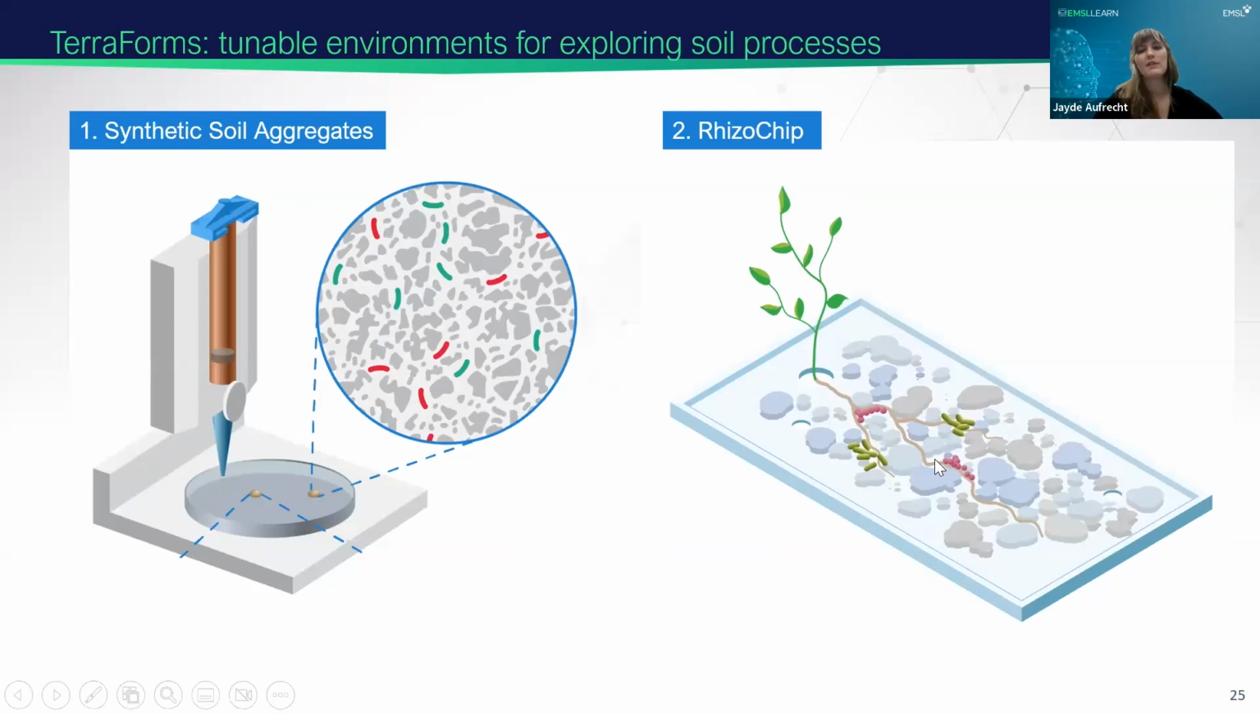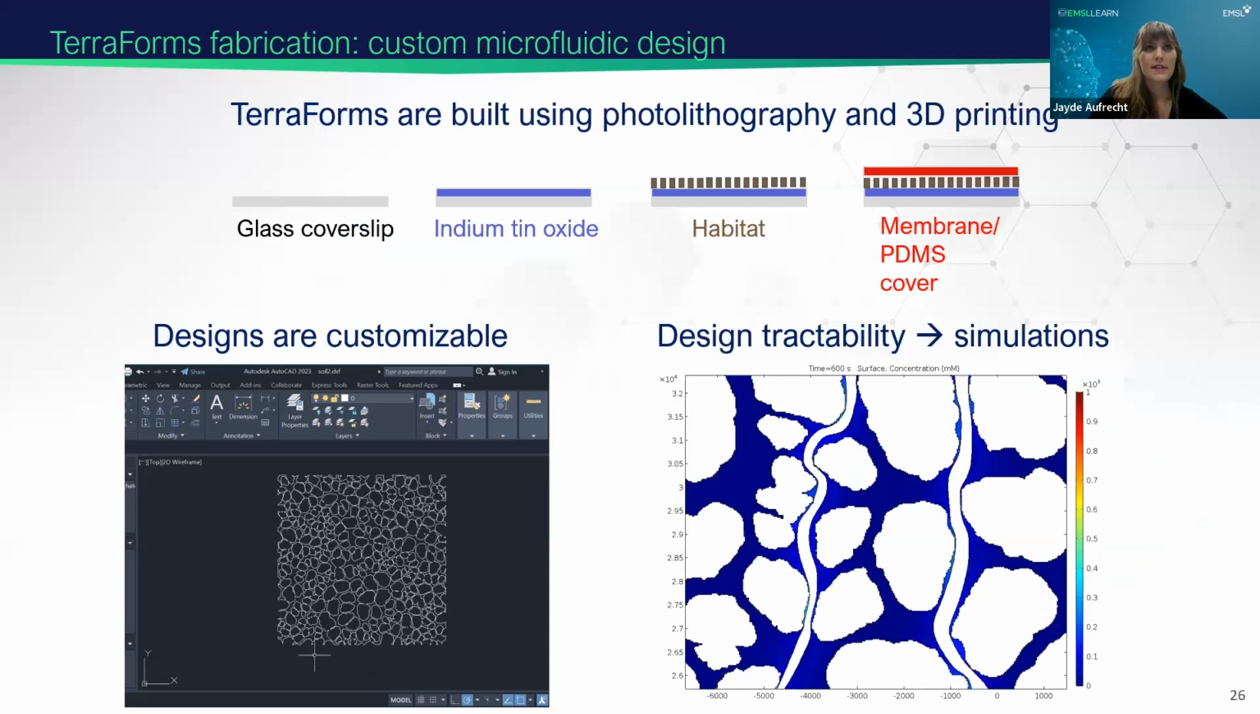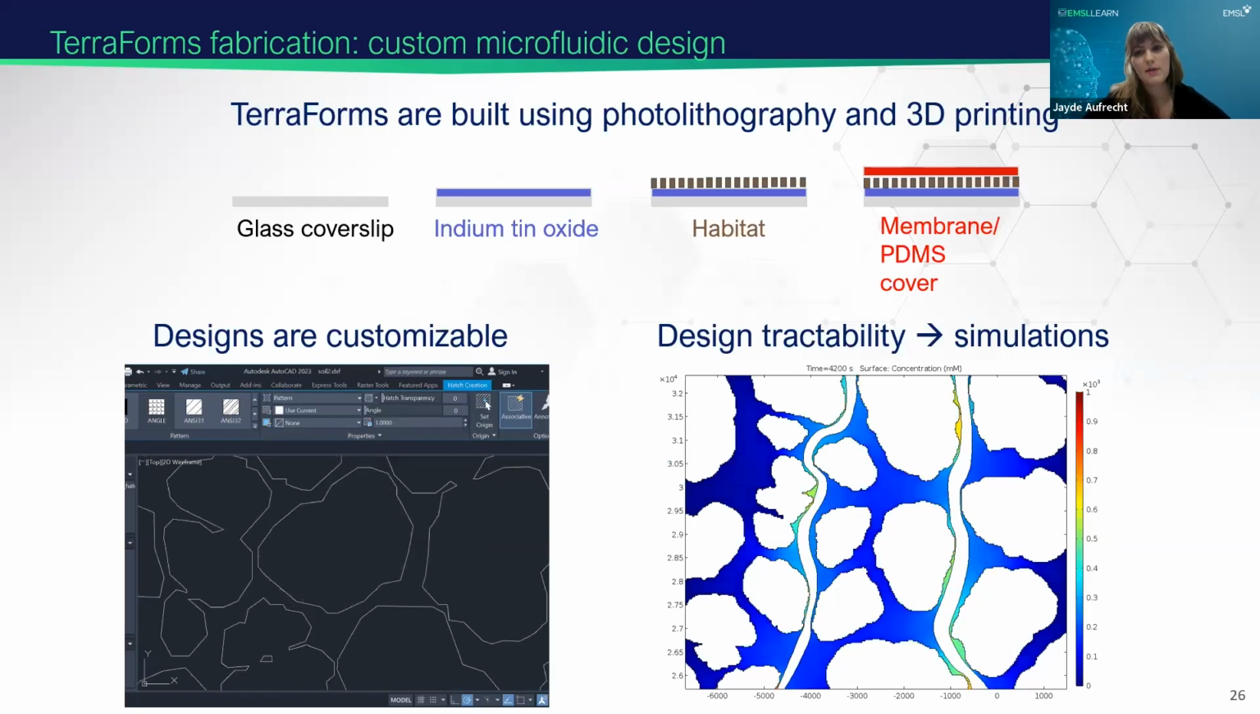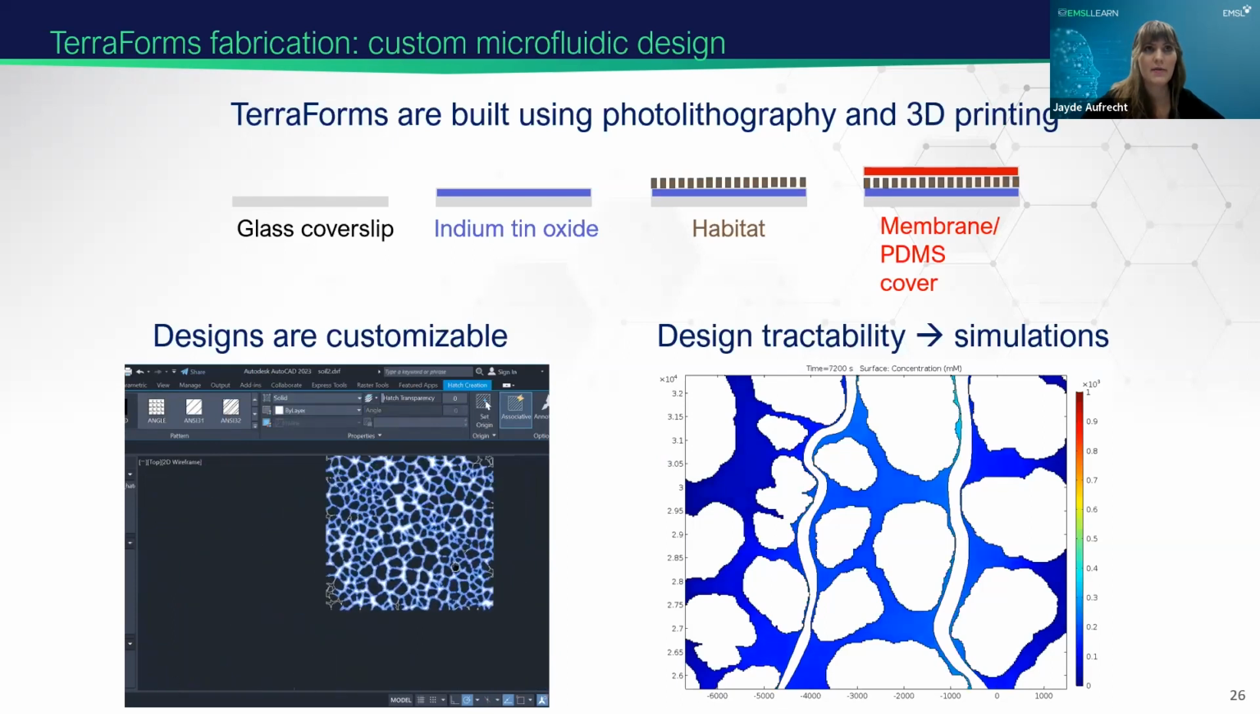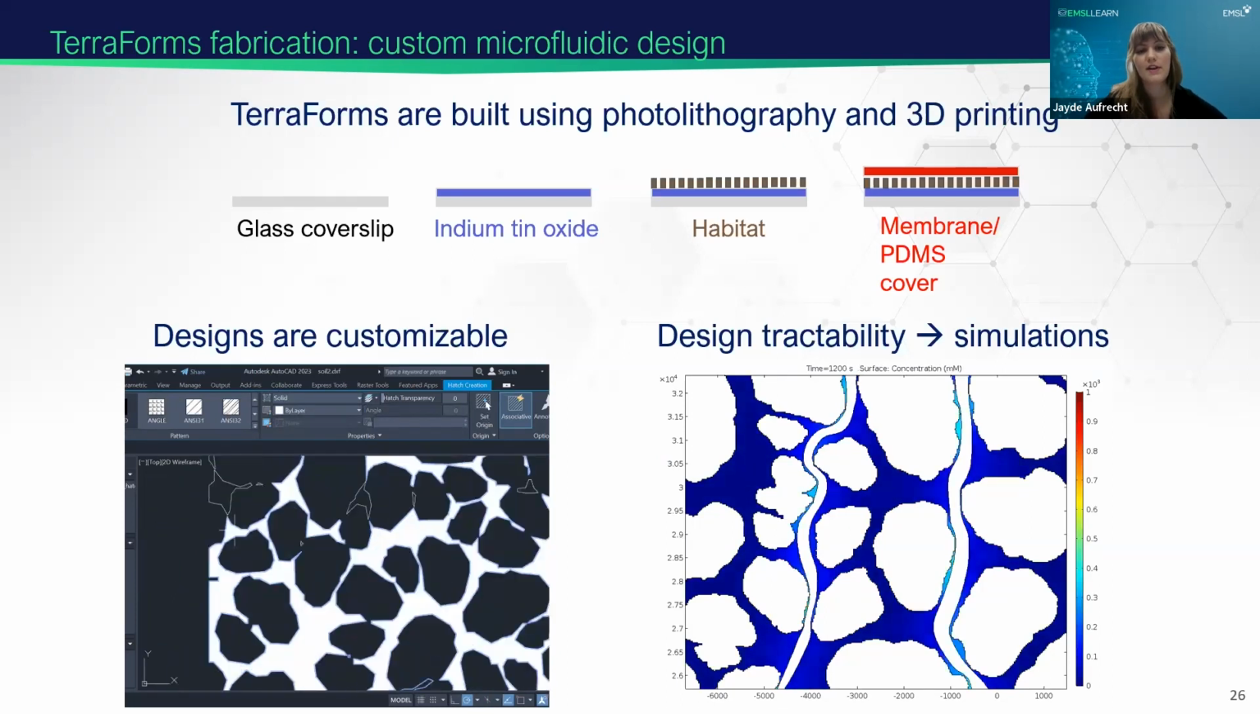Okay, at this point, I'm going to shift gears a little bit and talk about the RhizoChip platform, which is another one of our TerraForms platforms that's really good for studying rhizosphere interactions and being able to culture the plant. This is made slightly differently than the 3D printed aggregates, so I'll walk you through what we do to make this. We make these in a clean room by depositing and developing different layers of photoresist on top of each other. You can think of this like how people used to develop pictures in a red room before we had digital photography.